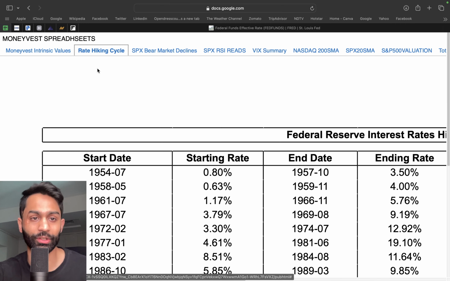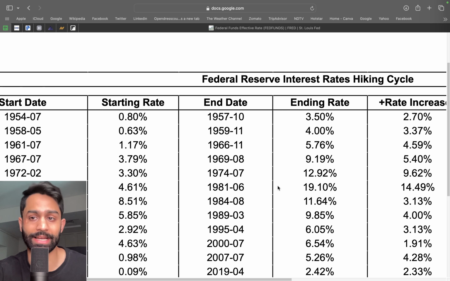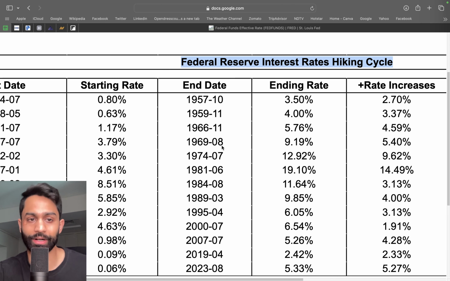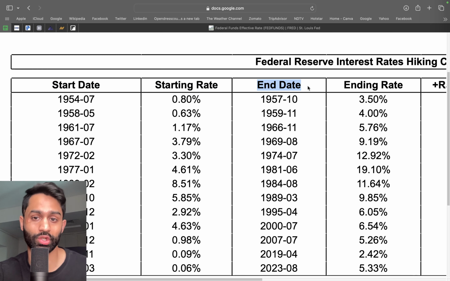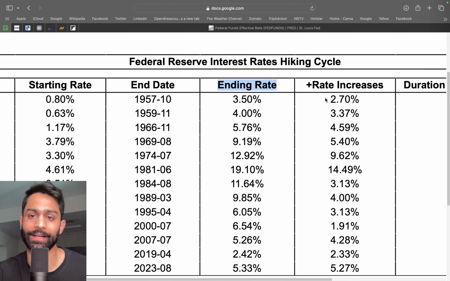Now, if you come over to the rate hiking cycle, we've done something very similar going back as far as the 1950s to better understand the Federal Reserve's interest rate hiking cycles. And over here, what we have is the starting date. In other words, when did the Federal Reserve actually start raising interest rates? What was the starting rate? The ending date, when did they stop raising interest rates? And what was that ending rate? And then how many rate increases did we experience?